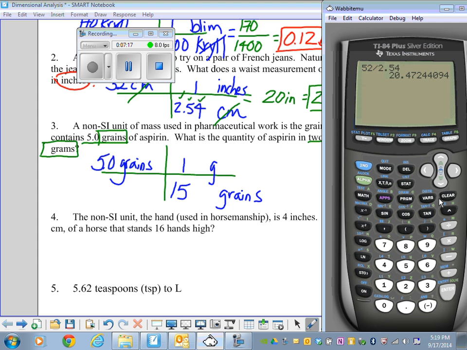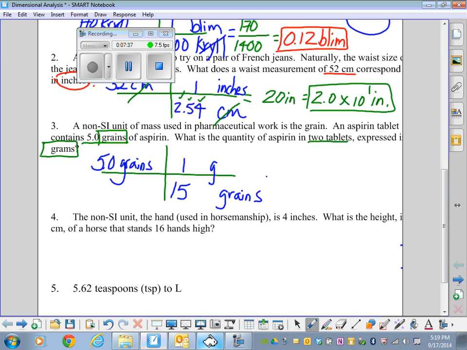In our calculator then, we will plug and chug again, so that is 5.0 divided by 15, and that gives us 0.3, and let's think about sig figs. We need to have 2, so it's going to be 0.33 grams.